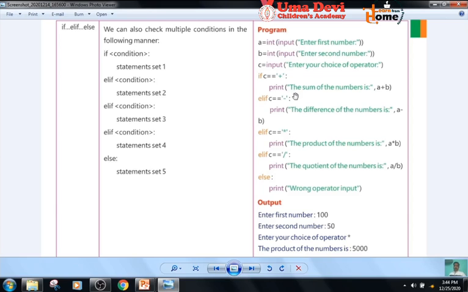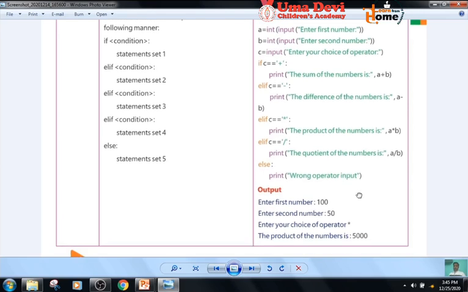This program is very simple. The values are assigned in A, B and C. Then if C is equal to plus, print the sum of the numbers is A plus B. If C is equal to minus, print the difference of the numbers is A minus B. If C is equal to the multiply sign, print the product of the numbers is A multiplied by B. If C is equal to divide, print the quotient of the numbers is A divided by B. Else print wrong operator input.